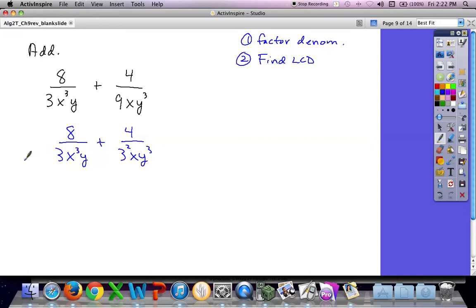Okay, now the LCD will be every factor that you see in either denominator raised to the highest power that you see it. So we've got a 3xy in both. And then which power do we put on the 3? 2, because it's 2 there, so it's 2 here. Which power do I put on the x? 3. And on the y? 3. So that's the LCD.